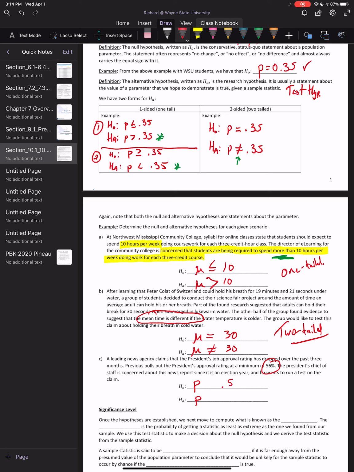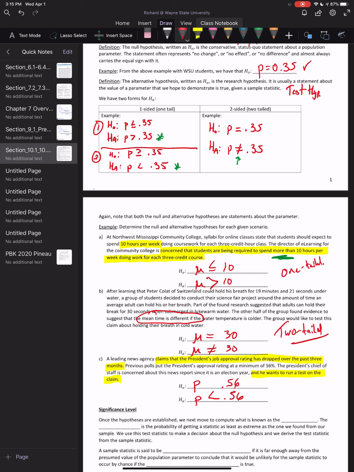And 0.56 is our number in question here. Okay, so now the question is, what are we trying to test? Okay, well, it told us in the problem here that the president's chief of staff wants to run a test on the claim. What claim? The claim about the news agency. And what they're saying is that the approval rating dropped. That means that the p is less than 0.56. That's what we want to test.